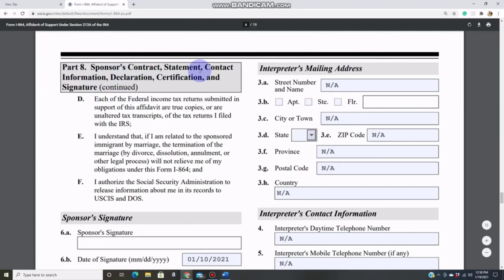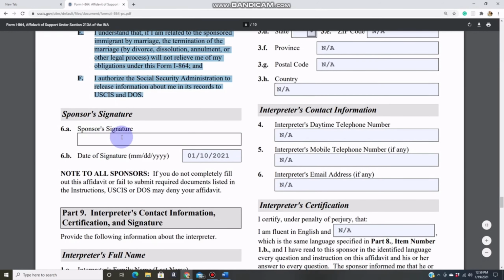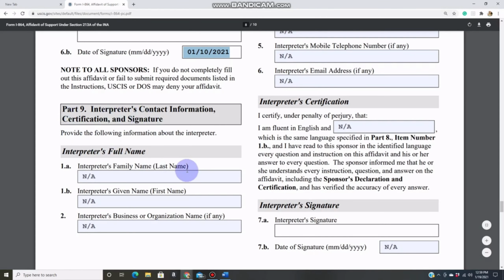Sponsor's contract statement, contact information, declaration, certification, and signature. So this is just the continuation. Your sponsors must read all of this. So your sponsor's signature and the date when they signed this application. Part 9, the interpreter. So since my derivative applicant's sponsor does not have an interpreter, I write in NA.